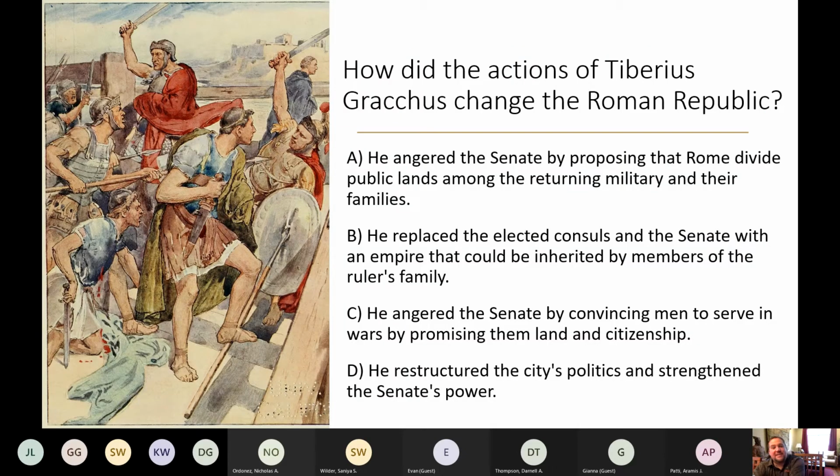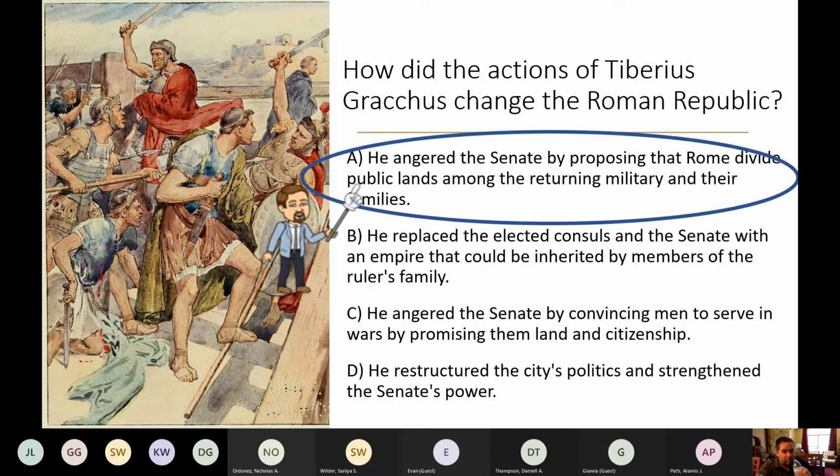All right. How did the actions of Tiberius Gracchus change the Roman Republic? He angered the Senate by opposing that Rome divide public lands among returning military and their families. He replaced an elected council and Senate with an empire that could be inherited by members of the ruler's family. He angered the Senate by convincing men to serve in wars by promising them land and citizenship. He restructured the city's politics and strengthened the Senate's power. Aramis, what do you think? I think the answer is C. Well, the answer for this one is actually A. He angered the Senate by proposing that Rome divide public lands among the returning military and their families.